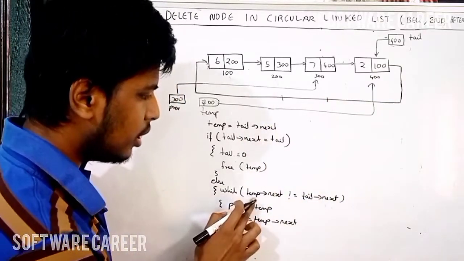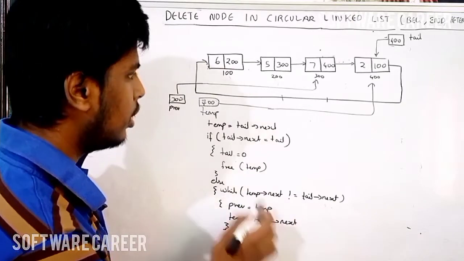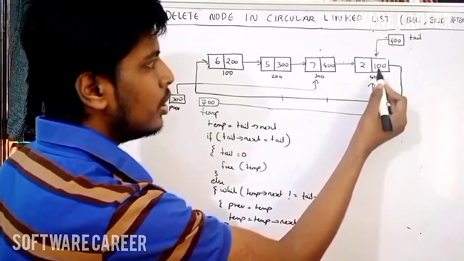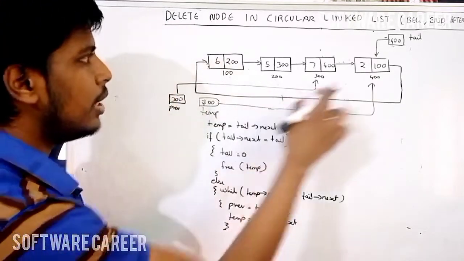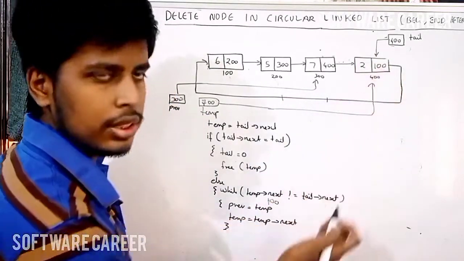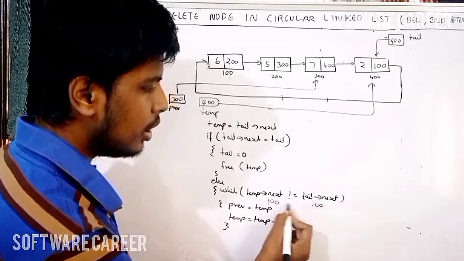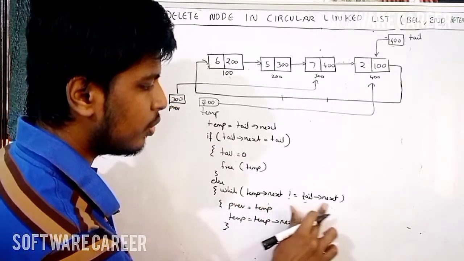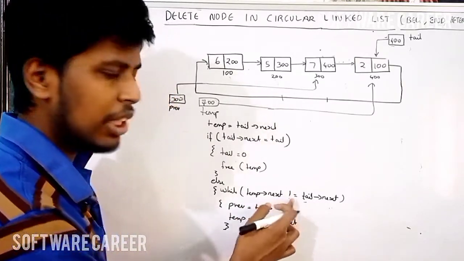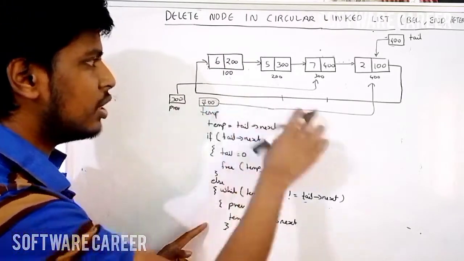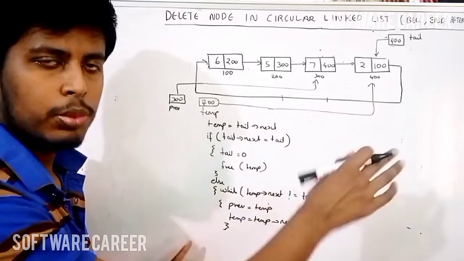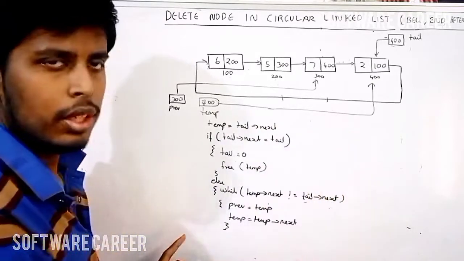Now go back and check the condition. Temp next not equals to tail next. Temp is 400. 400 next is 100. Now what is tail next? Tail is 400. 400 next is 100. So 100 is equal to 100. So this condition is false. It is not coming as not equals to, it's equals to. So the previous pointer does not move one step forward and the temp pointer does not move one step forward. It stops here. Now what to do?